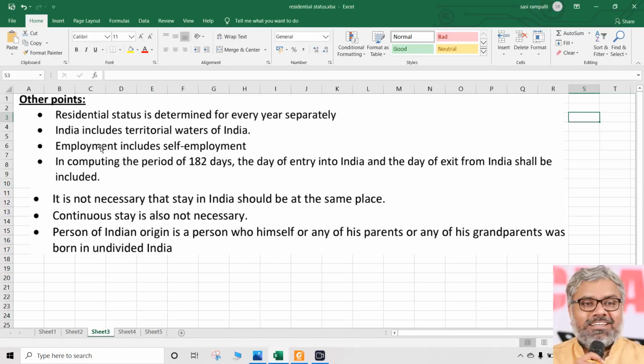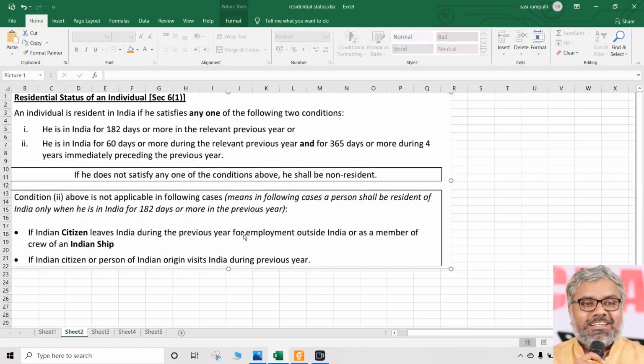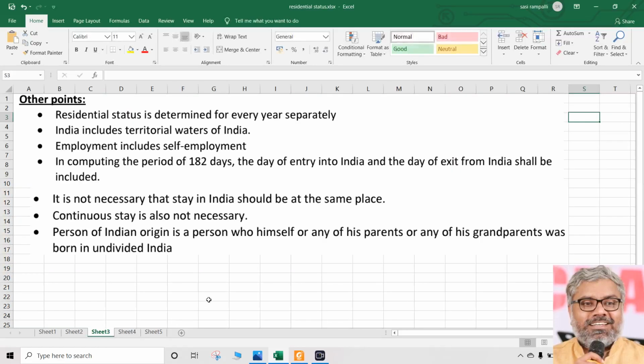Now another new point, employment includes self-employment. So when we say here somebody is leaving India during the previous year for the purpose of employment outside India, employment, don't take it too literally. Employment includes self-employment also. Imagine if a professional, let us say some architect, is going outside India during the previous year for some assignment to be done.